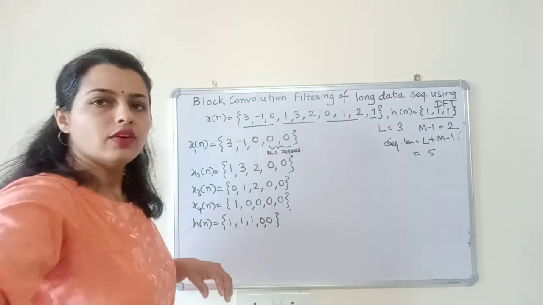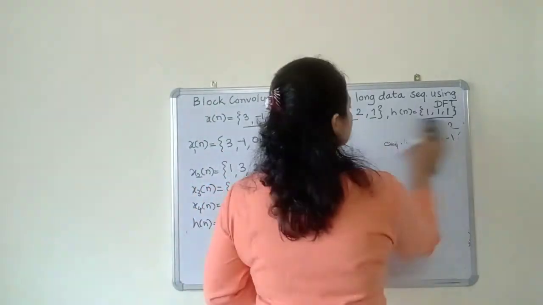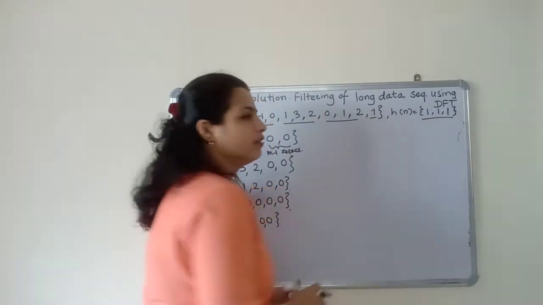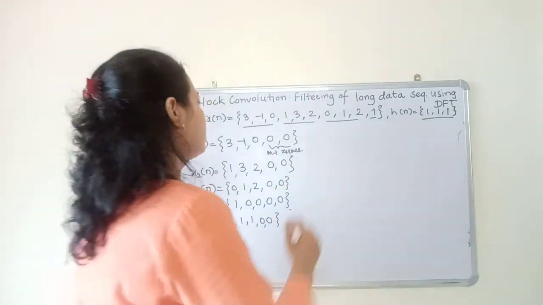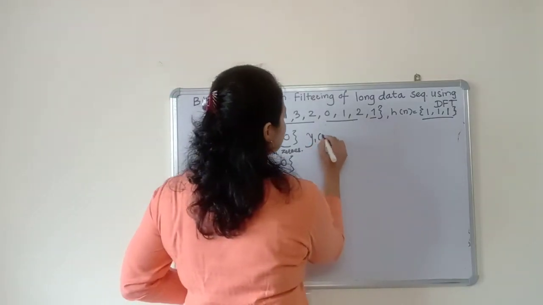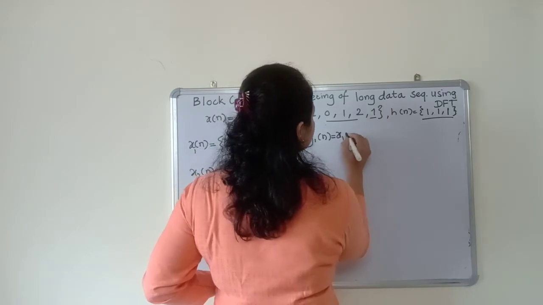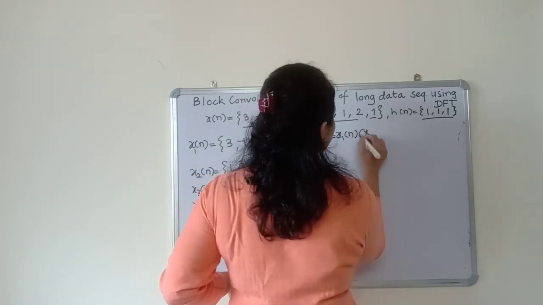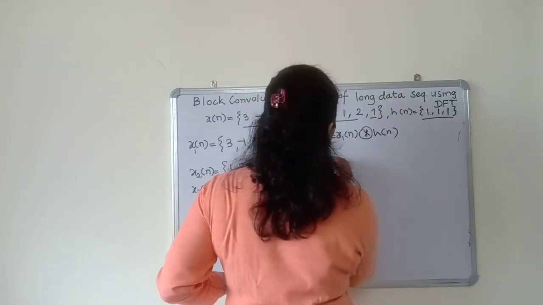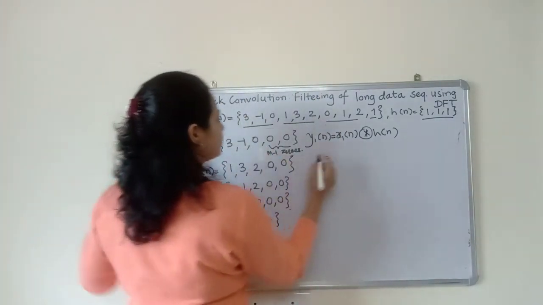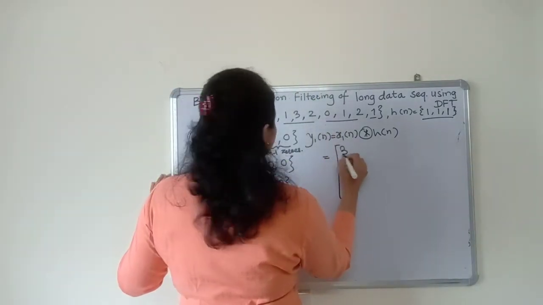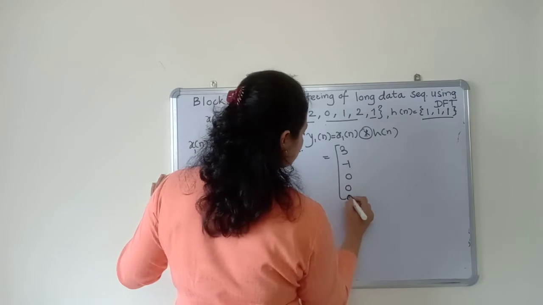Okay, now like the previous method, we'll find y1 of n, which is equal to x1 of n circularly convolved with h of n. What is x1 of n? It's equal to 3, minus 1, 0, 0, 0.